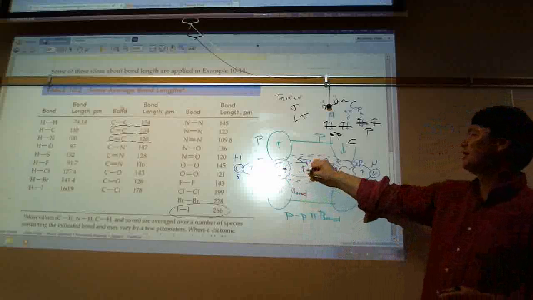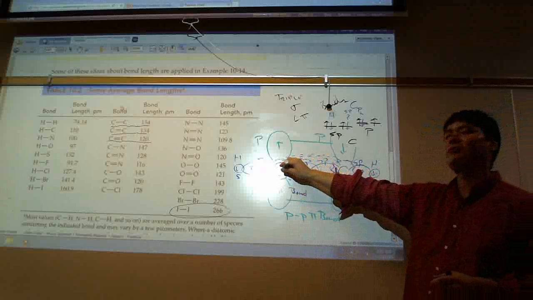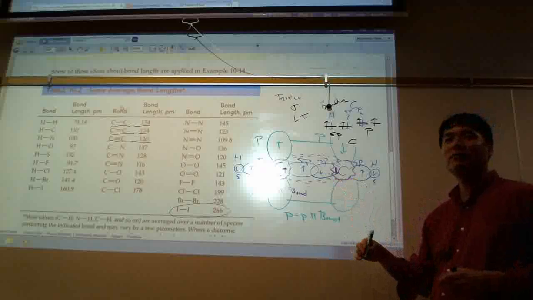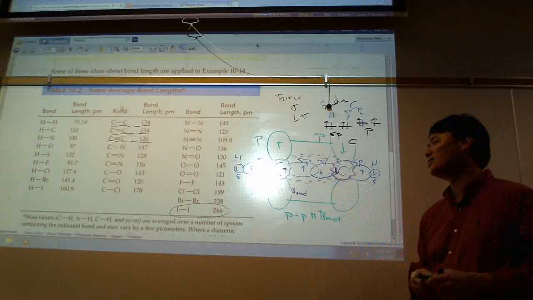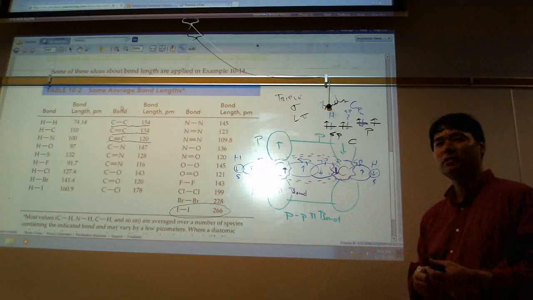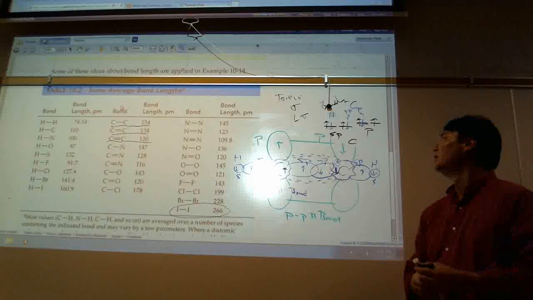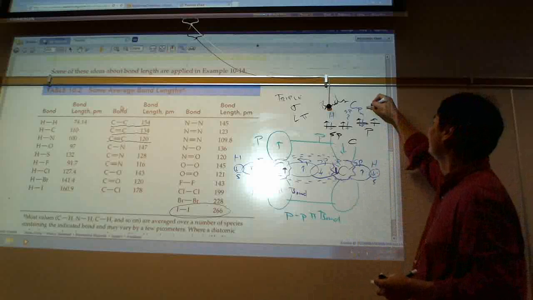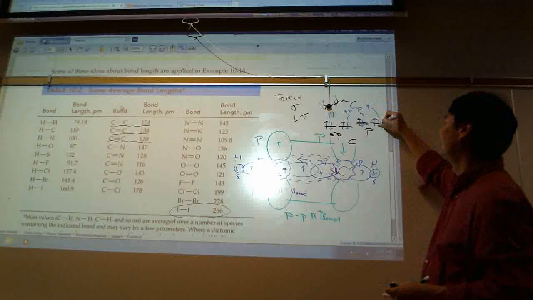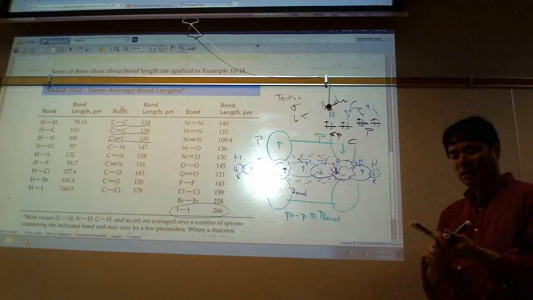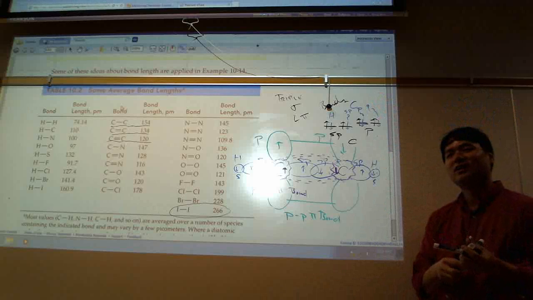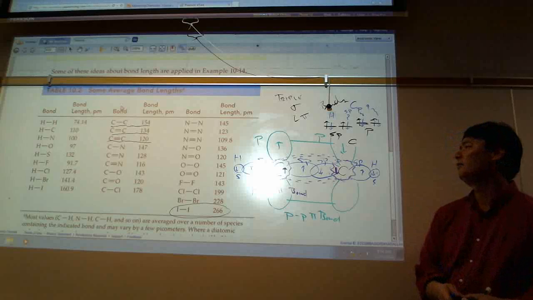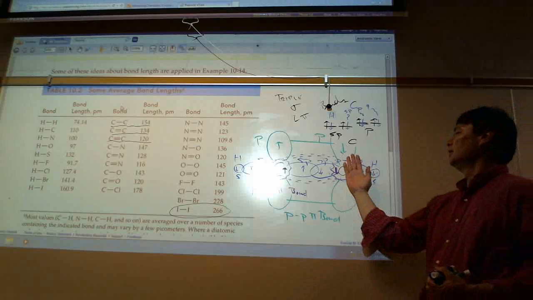If I were to rotate this, let's say this is the top view, and rotate it to the side view, it would look exactly the same. In fact, we could just do that really quick. We'll just draw the side view of this. What structure is this? Linear is the structure. So here's the other pp pi bond.